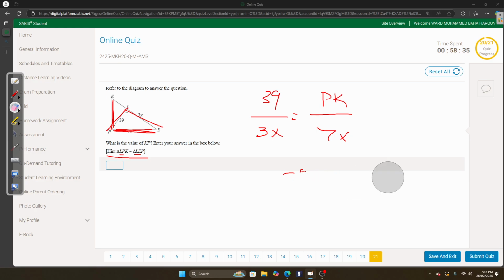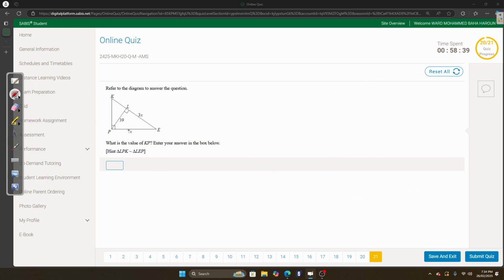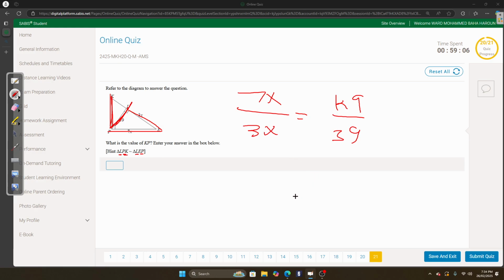Or no, hold up. You can do PE over LE is equal to KP over 39. LP KP. You get 7x over 3x is equal to, no, wait, yeah, KP over 39. You cross multiply. 39 times 7. Oh, you can cancel the x's. Yeah, okay, cancel the x's.